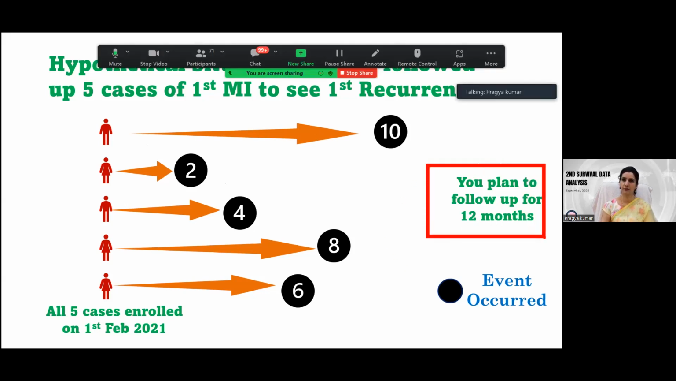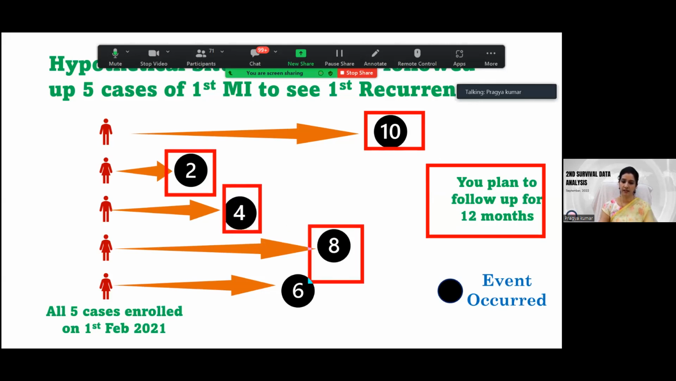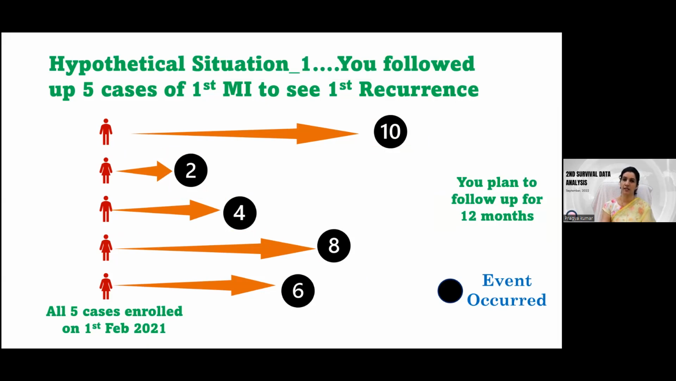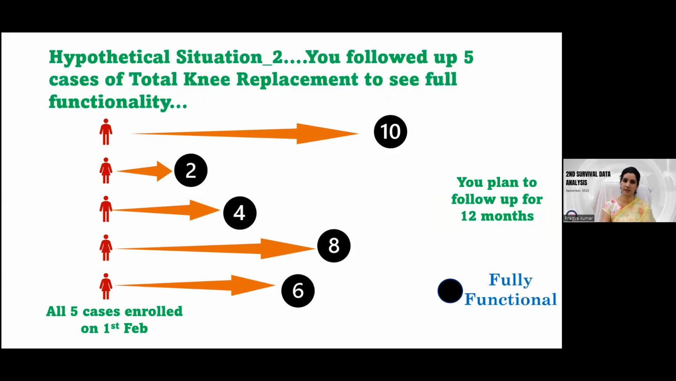So we are following these individuals for 12 months. The first individual got this event at the 10th month. The second individual got the event at the 2nd month, the third at the 4th month, then at the 8th month, and then at the 6th month. So in all these cases the event has occurred, and all of them were enrolled on 1st Feb. That's a hypothetical situation. In all these 5 cases, the event has occurred.